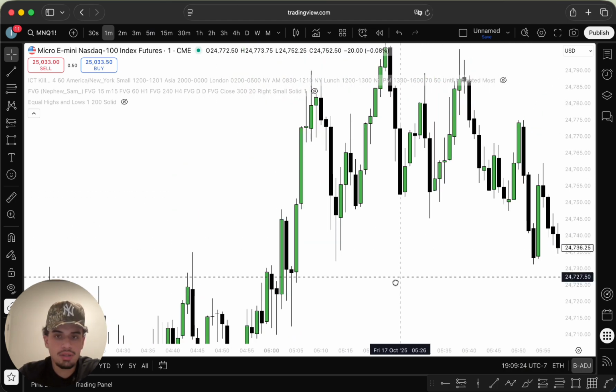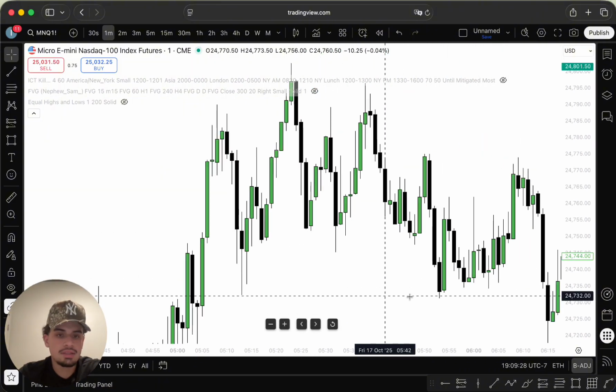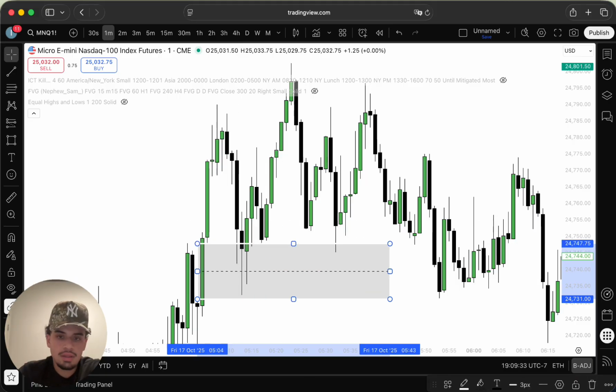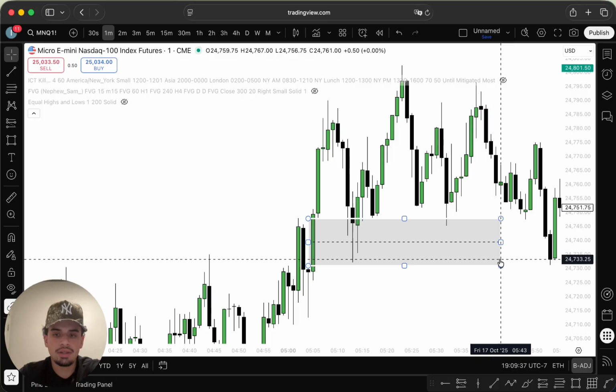So choppy price. Alright, this is a different kind of one right here. How is this fair value gap getting respected? How is this 1-minute fair value gap getting respected?